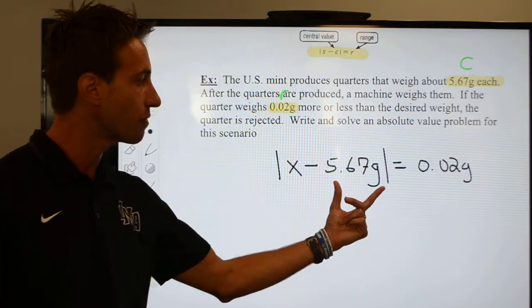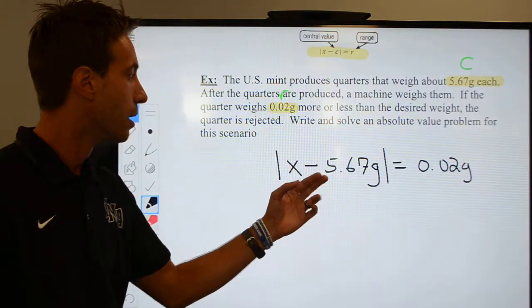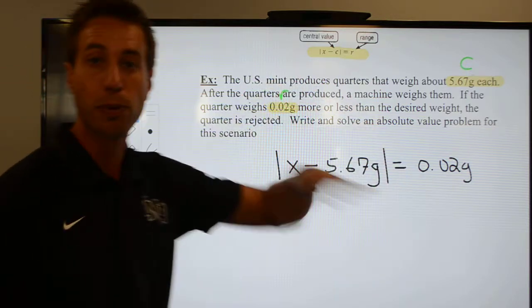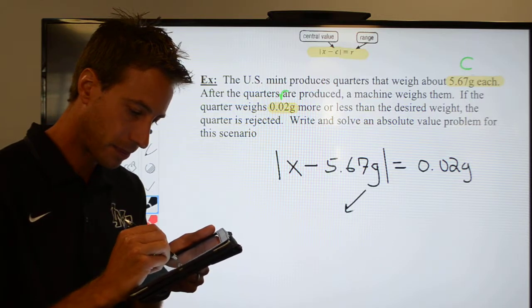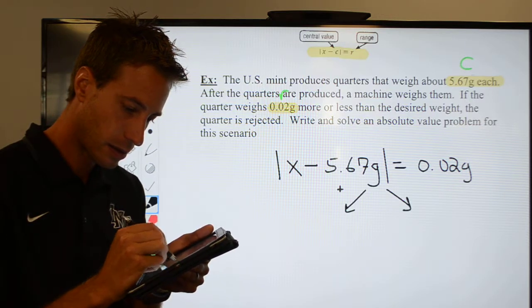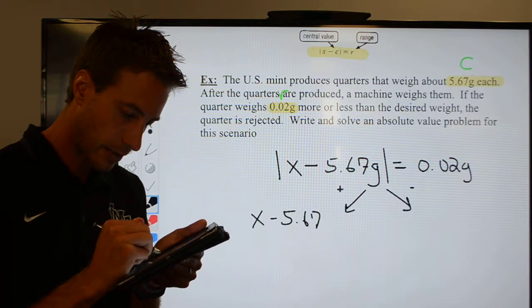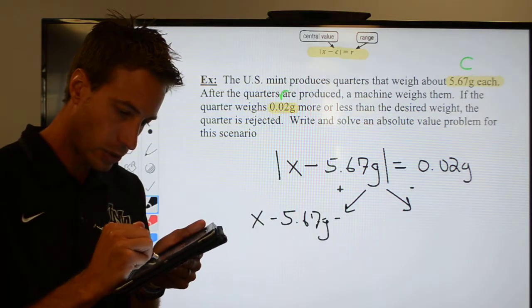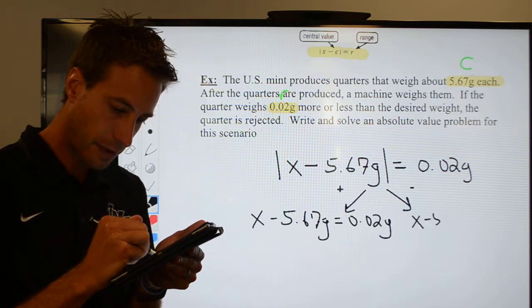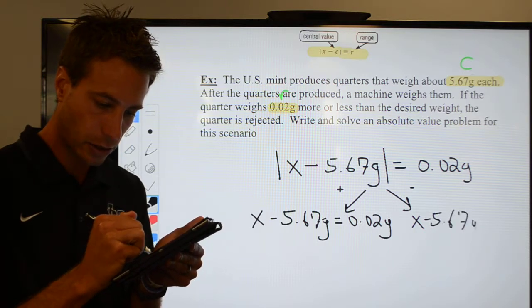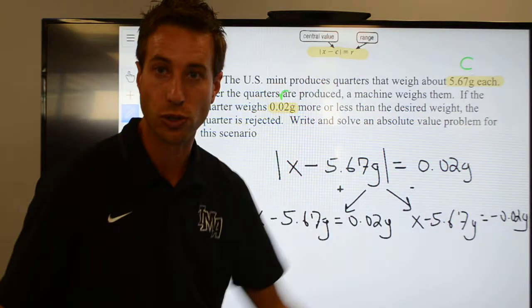Again, when we solve absolute value equations, the absolute value needs to be by itself, equal to a positive number, and we need to make sure that we do both a positive and a negative option for solving this absolute value equation. So let's do that. x minus 5.67 grams is equal to 0.02 grams, and x minus 5.67 grams is equal to negative 0.02 grams.